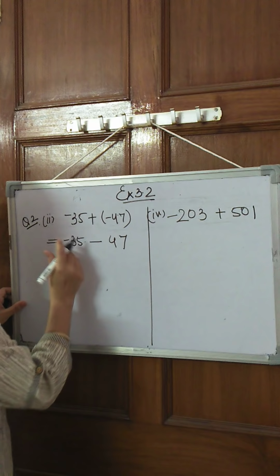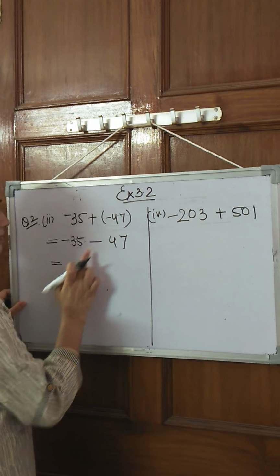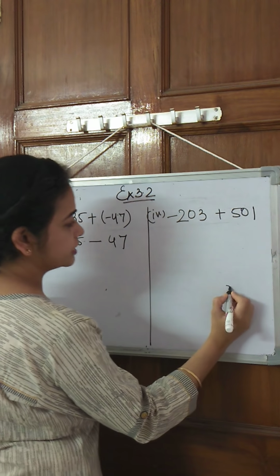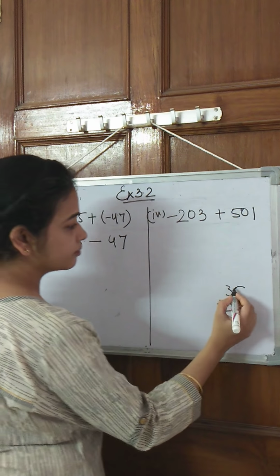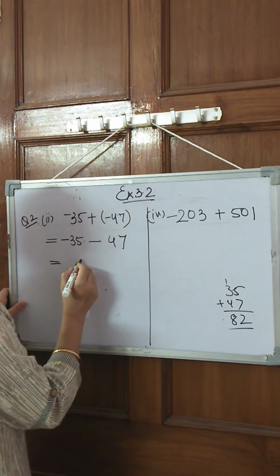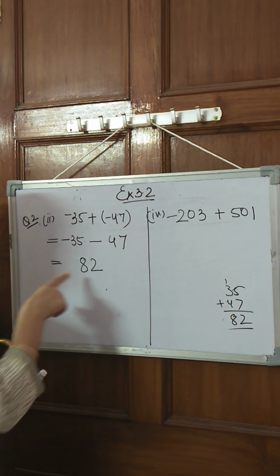Now what is the rule? Now see the sign of the two numbers, minus minus, minus minus is plus. So we have to add these two numbers. So let's add these two numbers somewhere like this. When we add these two numbers, 5 and 7, 12, and this is 8, 82. So when I add these two numbers, 35 and 47, I am getting answer 82.